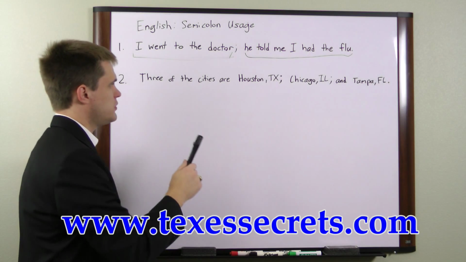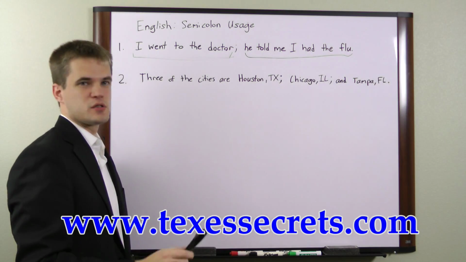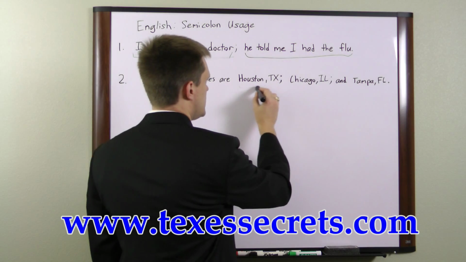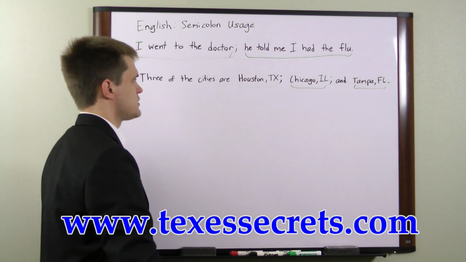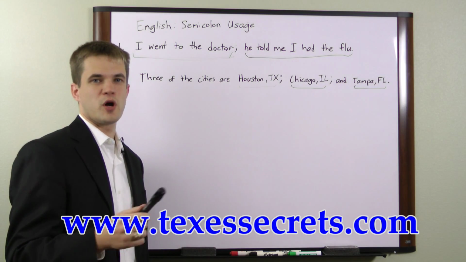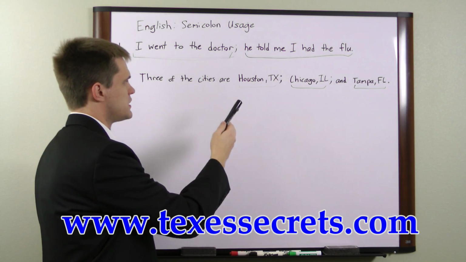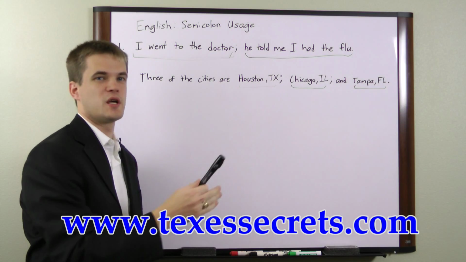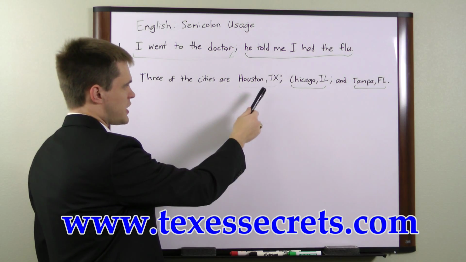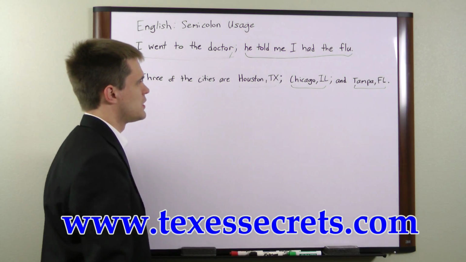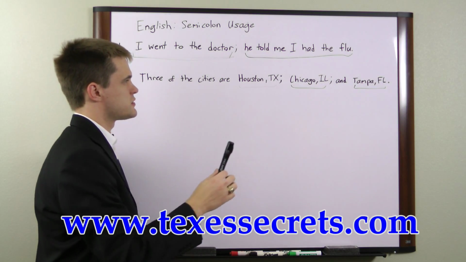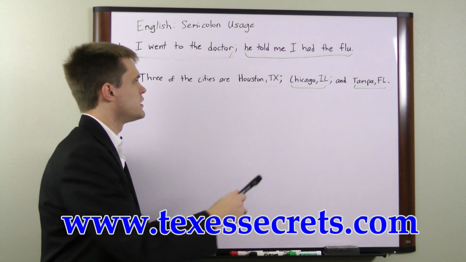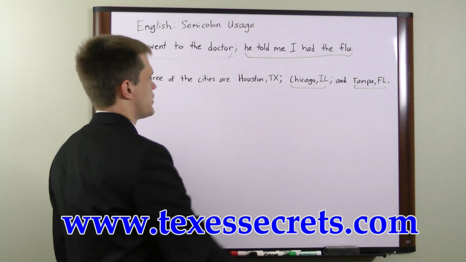The second example was items in a list. As you can see here, we've got three items, and they are city-state combinations. You'll recall the proper way to list out cities and states is city, comma, state. So each item has an internal comma. It could be confusing to try to separate them with commas, so the proper usage in this instance is to use a semicolon to separate each of them.